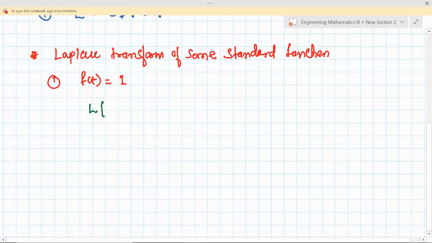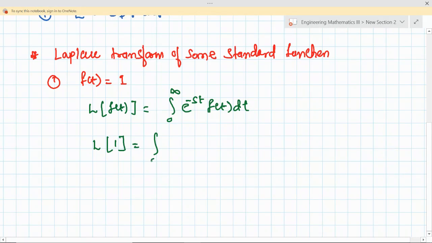So what we have, Laplace transform of f of t is equal to the integration from 0 to infinity of e raised to minus st into f of t dt. This is my basic definition. Suppose I want the Laplace transform of 1, replace f of t by 1. So we get the integral from 0 to infinity of e raised to minus st into 1 into dt. Am I right? Now integrate e raised to minus st. If we integrate it, what do I get? e raised to minus st divided by minus s, from 0 to infinity.